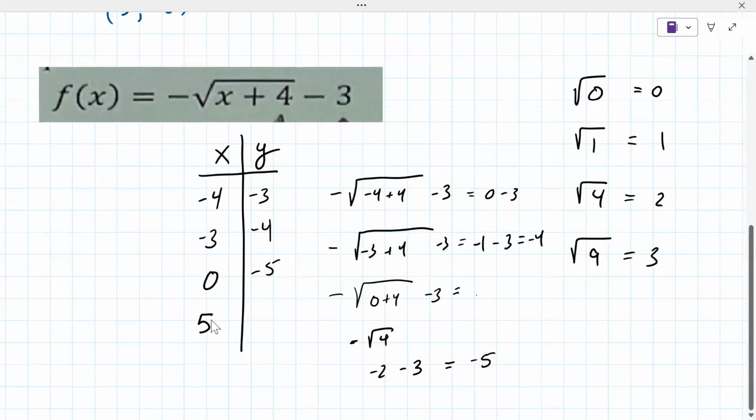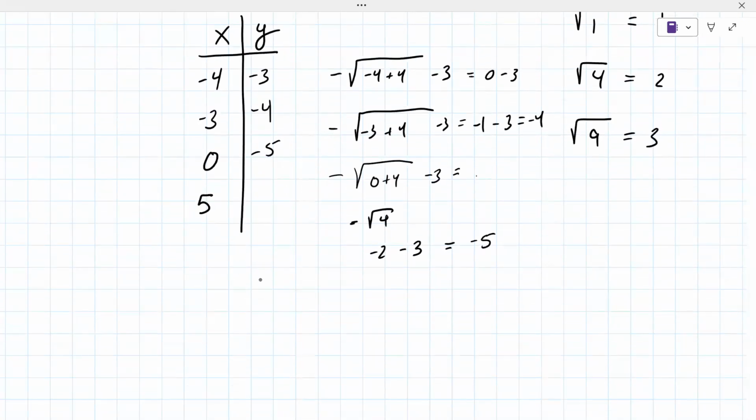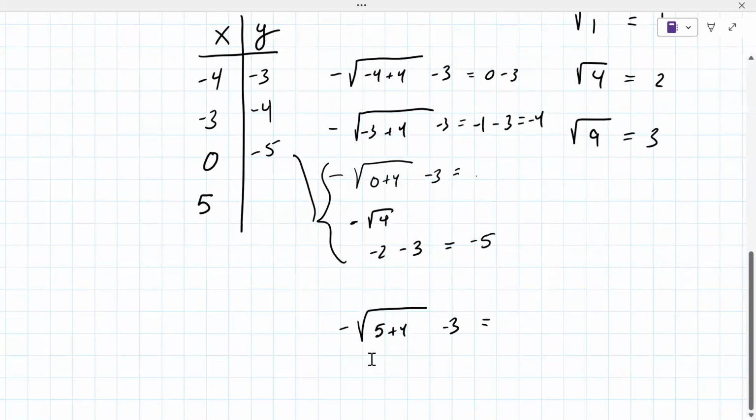Okay, let's try this next one together. It becomes minus the square root of 5 plus 4 minus 3. First, add the numbers inside, then take a square root. So 9. And what is the square root of 9? 3. So it becomes -3 minus 3, which is 0. Okay, it can't be 0. Look at the previous one, it's -2 minus 3. Negative 6. Yeah. Okay.